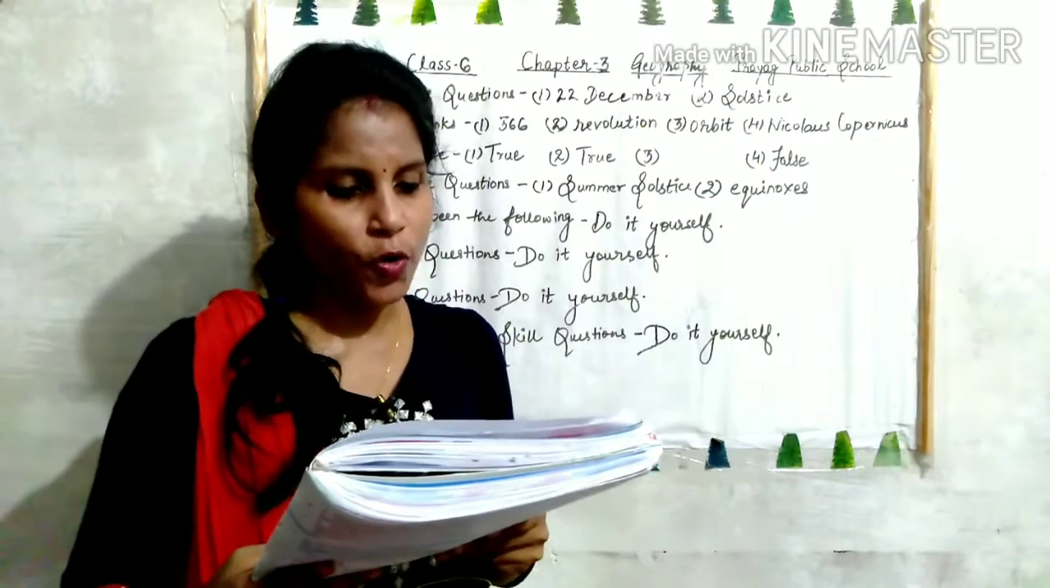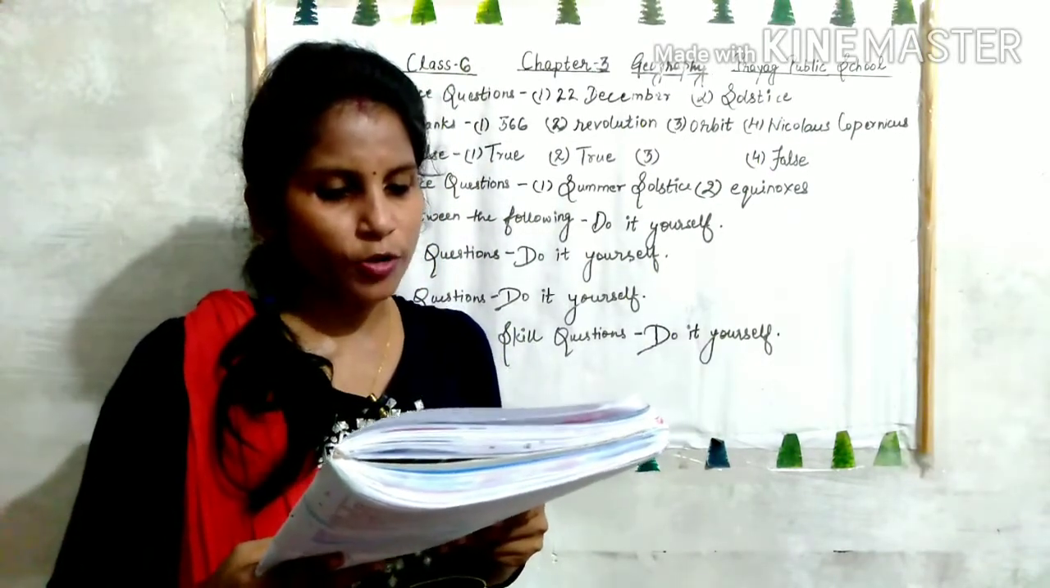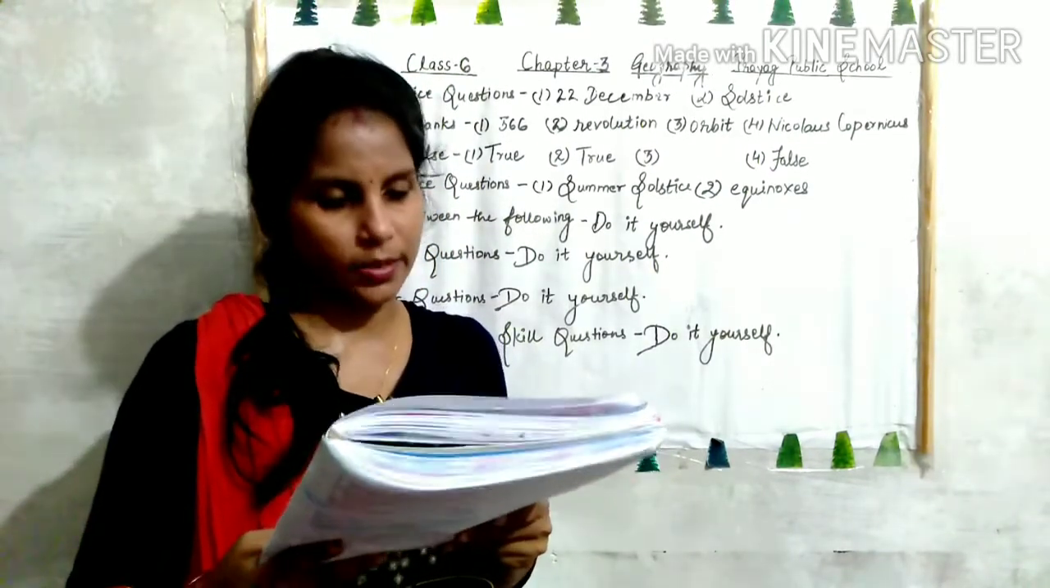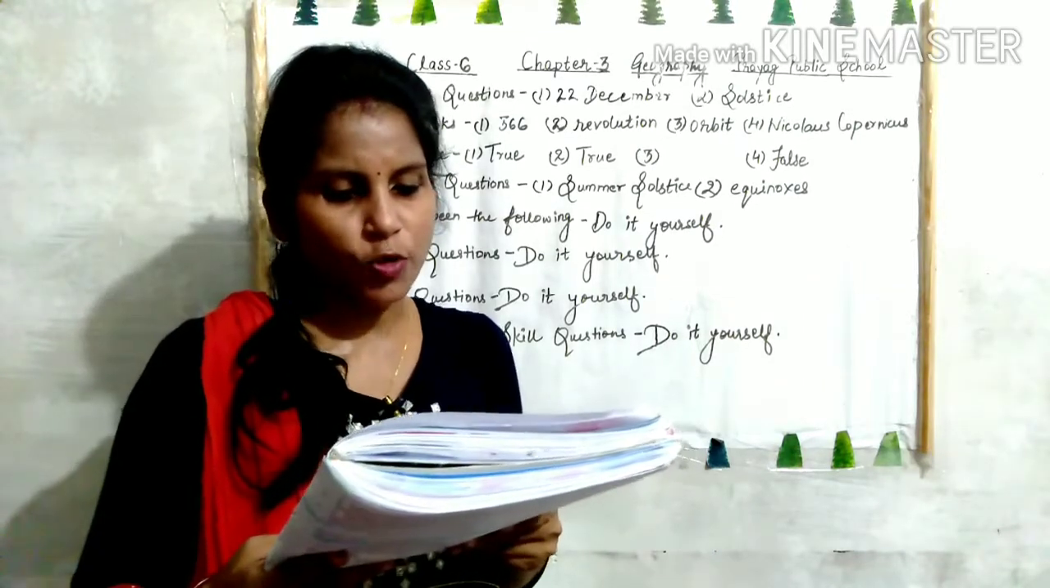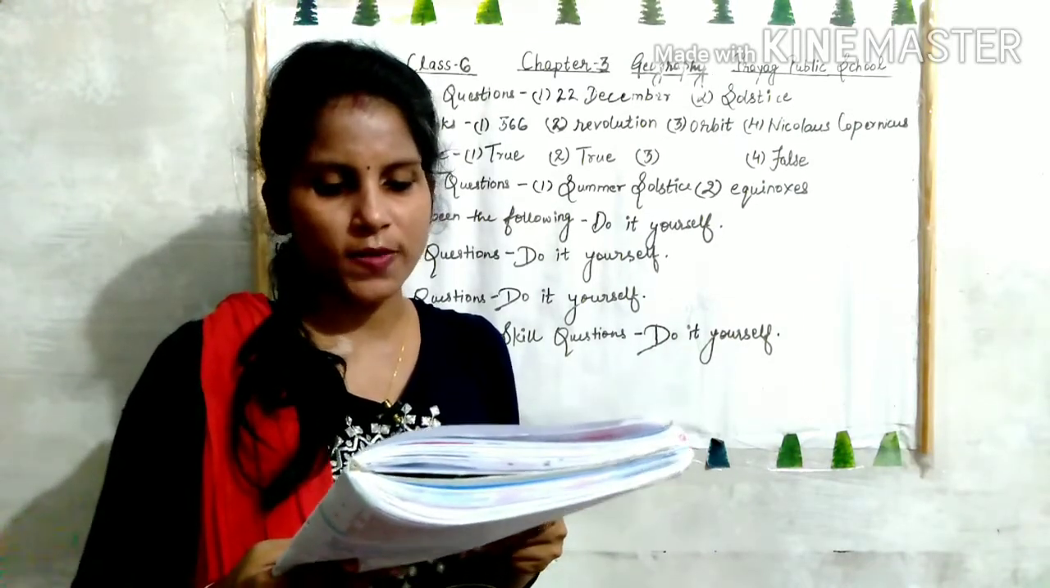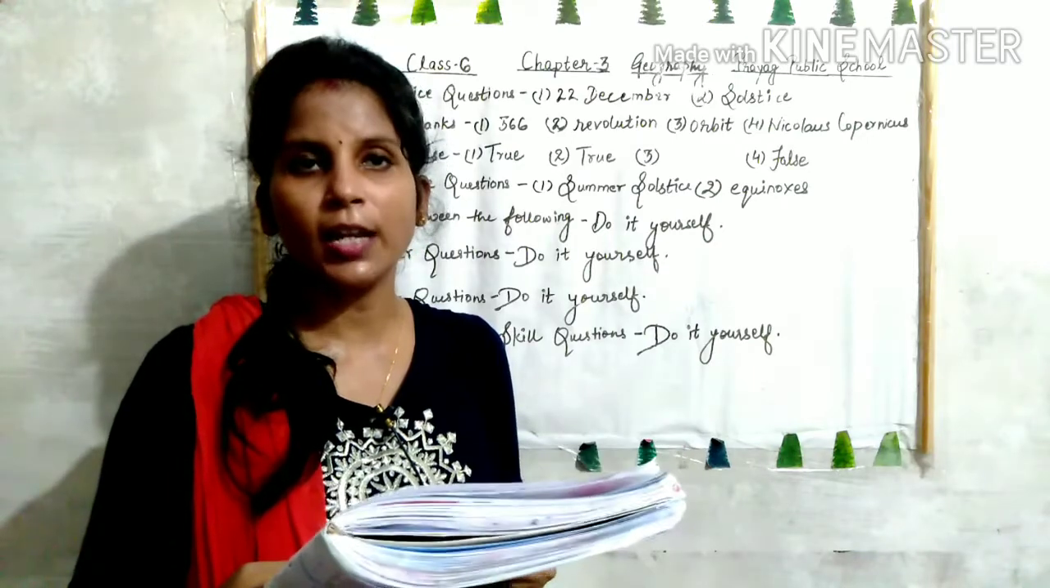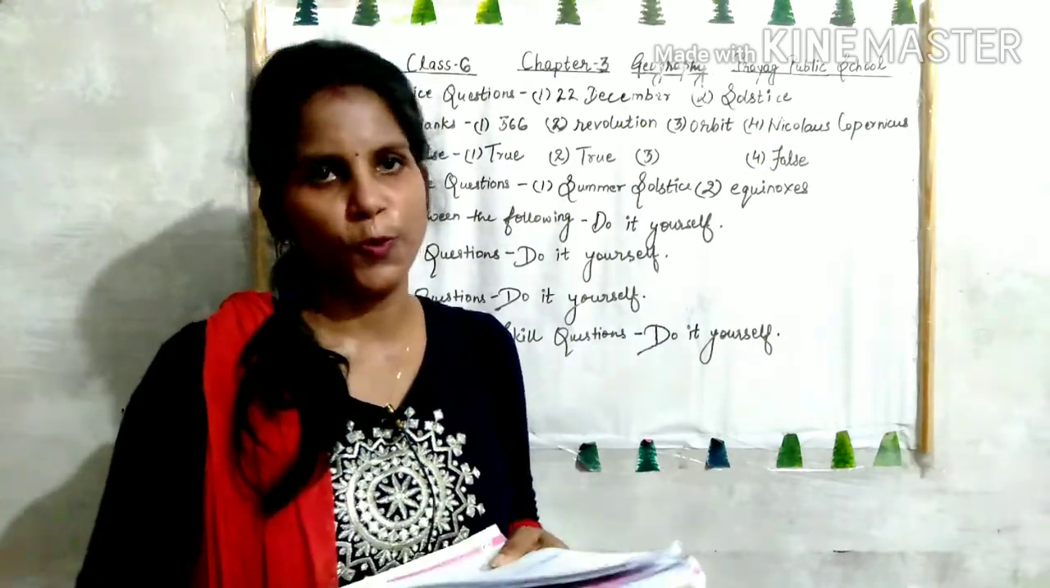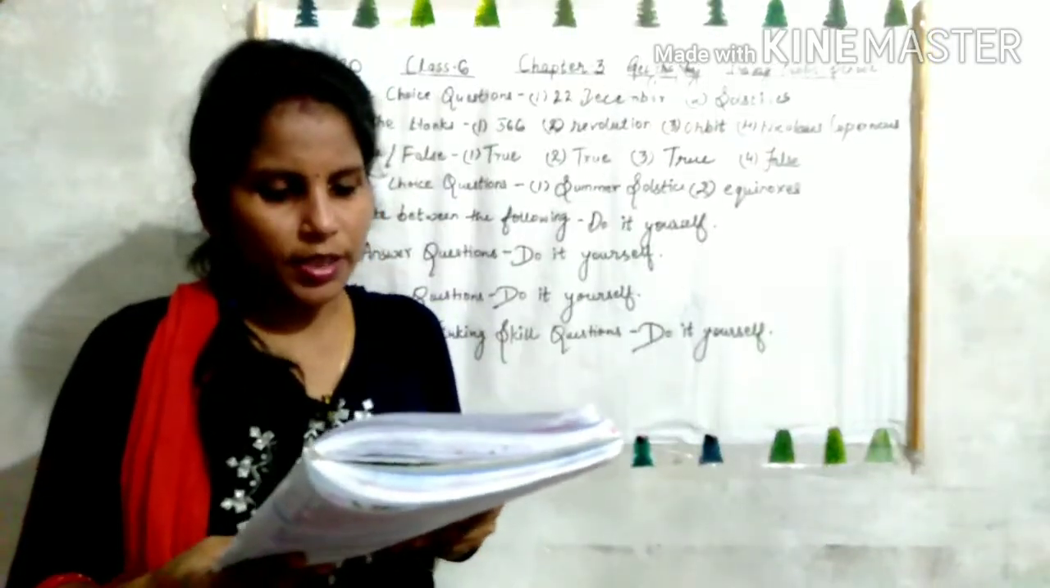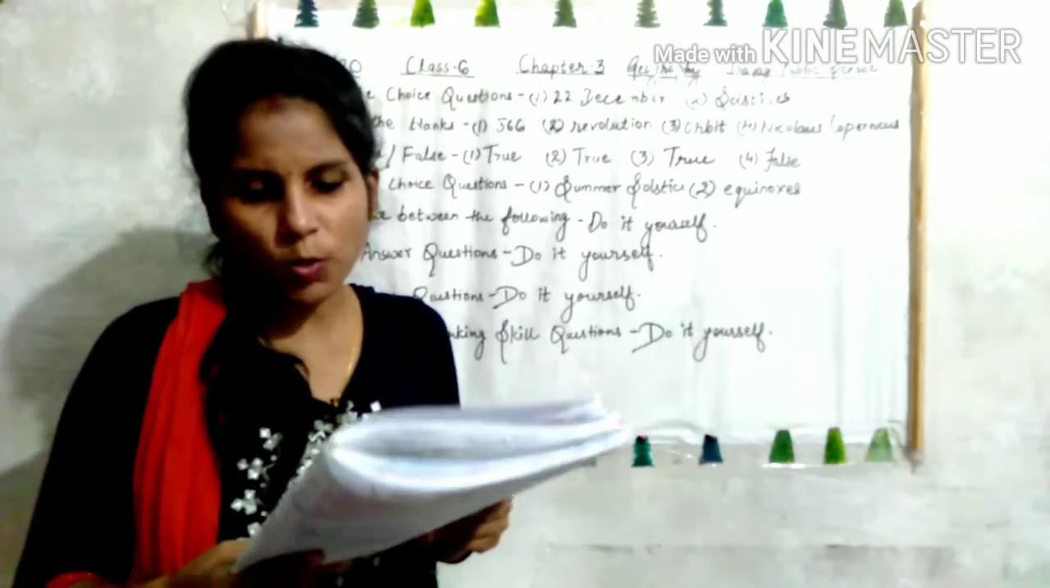Now true or false, write T for true and F for the false statements. First one, the revolution of the earth around the sun causes variation in the duration of day and night. Answer is true. Second one, throughout the year, the duration of day and night is equal at the equator.